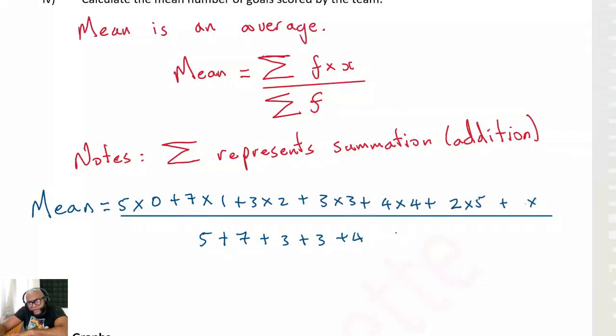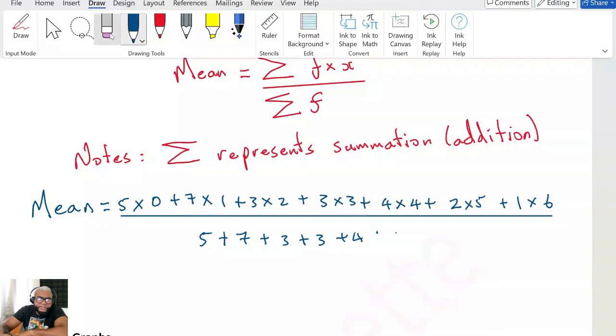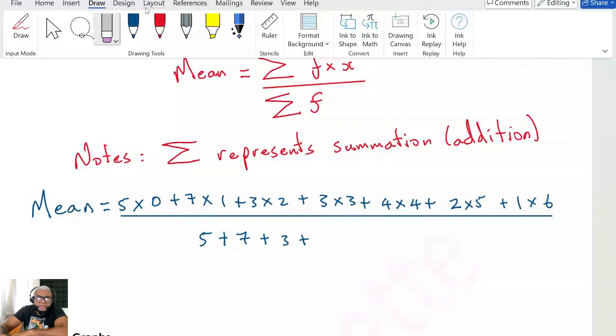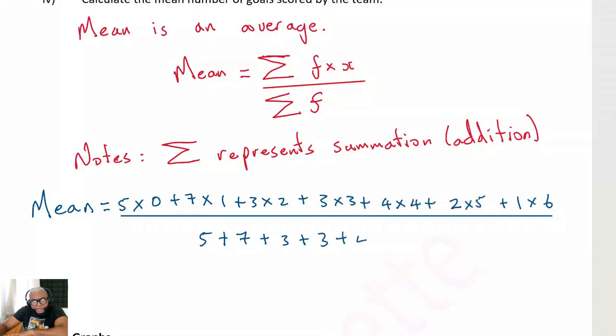So 2 by 5 and then 1 by 6, right? It's the same thing, but I just want to make sure it's in order. So right, plus 3, then plus 3, plus 4, plus 2, plus 1, right?